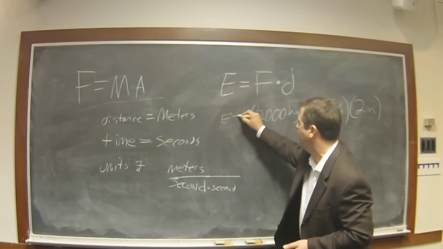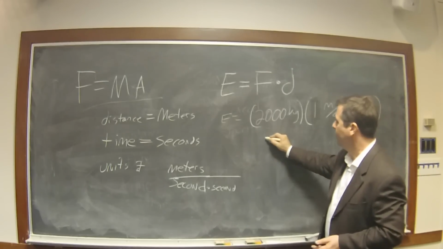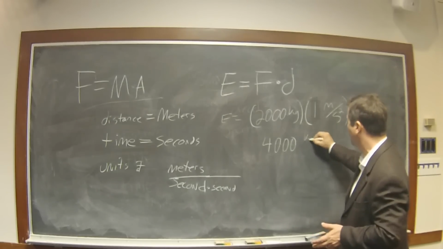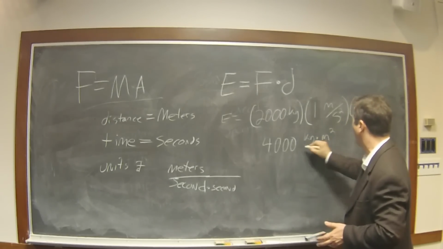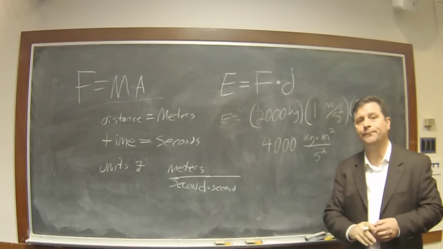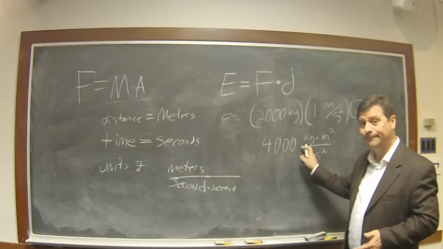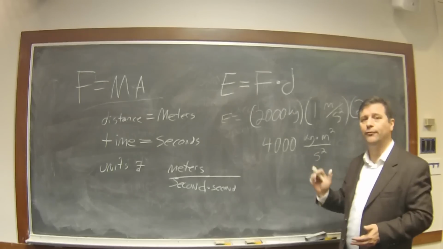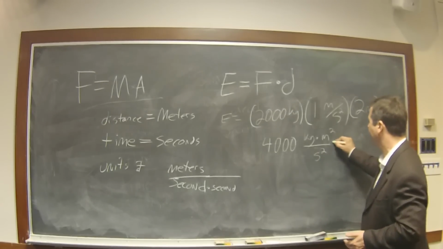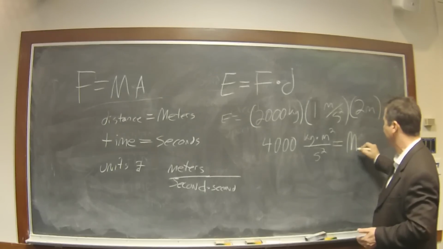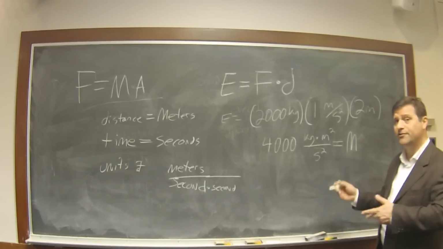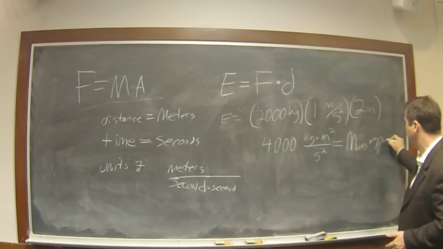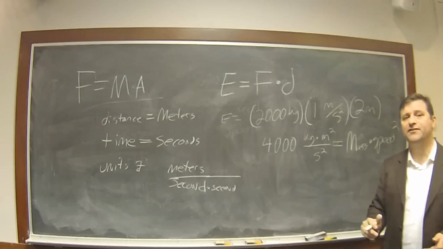If we multiply that all out, that works out to be 4,000 of something that has the units of kilograms times meters squared divided by seconds squared. Now that's interesting. So there's a mass in there, there are 2 distances, and there are 2 times. If we look closely, that looks like a mass times a speed squared. Times the square of a speed.